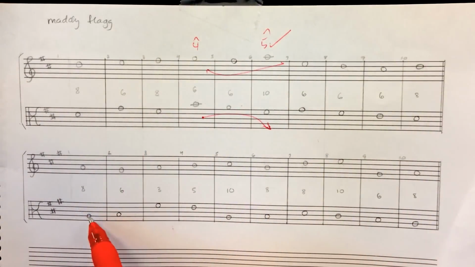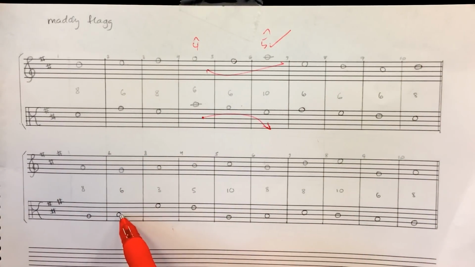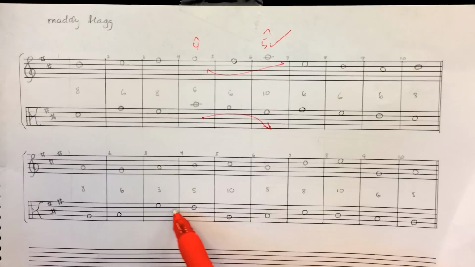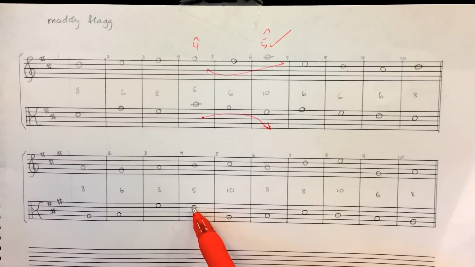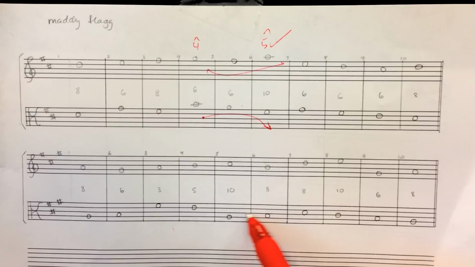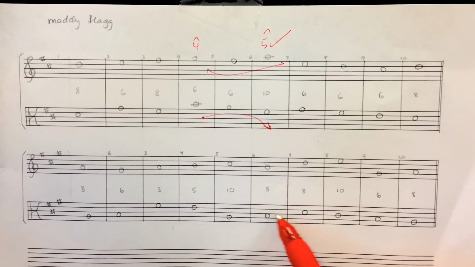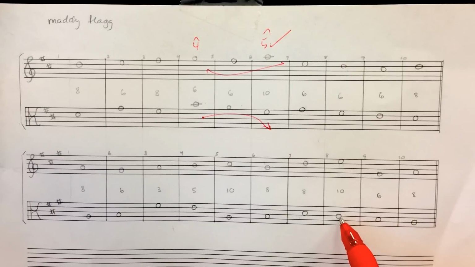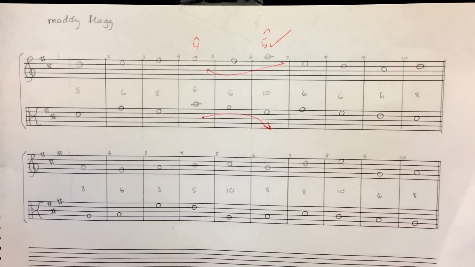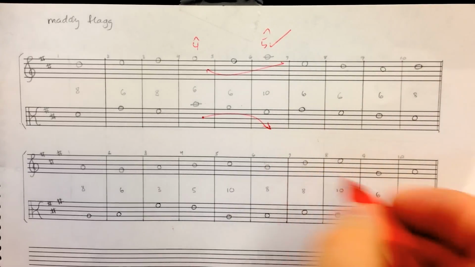Let's check the intervals. A to A, 8. B to G, 6. 3. 5. 10. 8. 8, 10, 6, 8. Okay, let's take a look at this one. And this one I can see that there is some room for improvement.